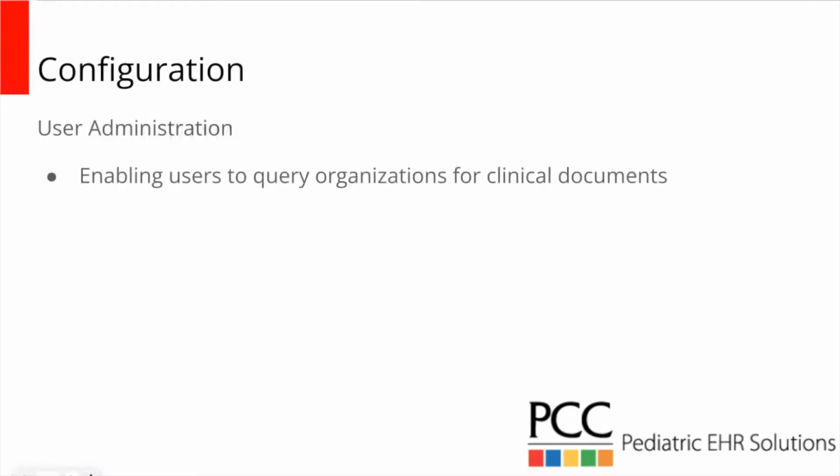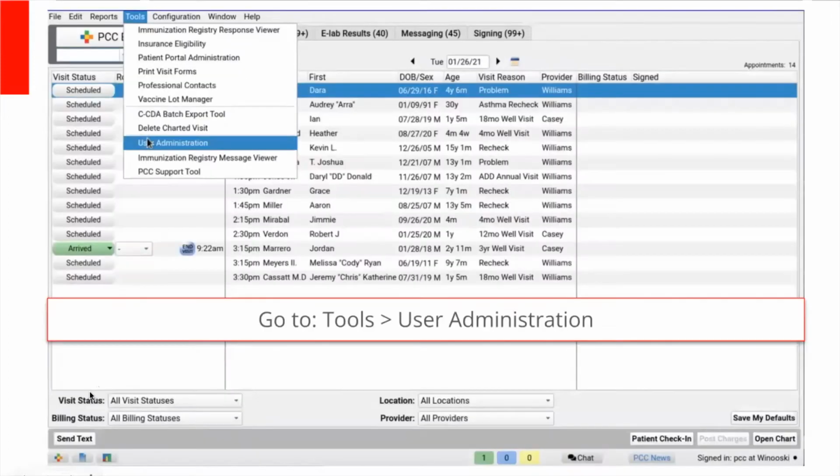The first thing we're going to cover is the user configuration piece. Once your practice has gone live with clinical document exchange, you will be able to see the user settings that I'll be talking about. Not everyone can retrieve clinical documents from the Care Quality network. You need to give each individual user permission. And this is not set up in user roles. This is actually set in the user account, which you can get to under the Tools menu in User Administration.